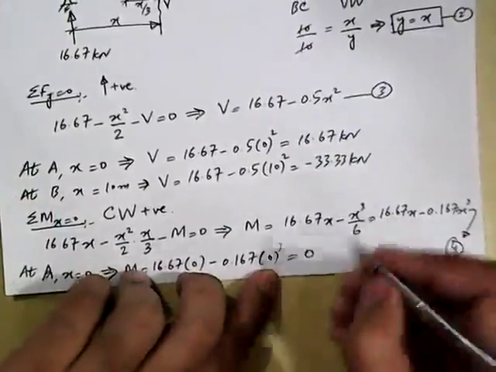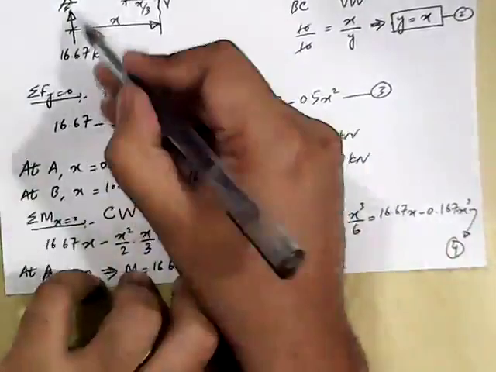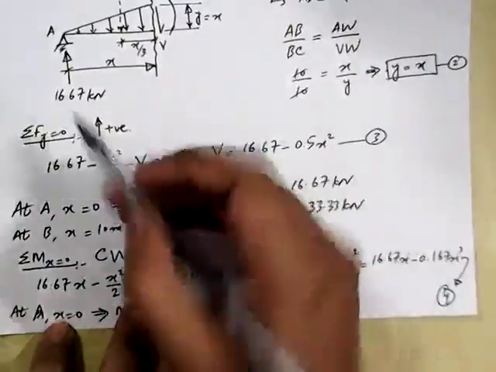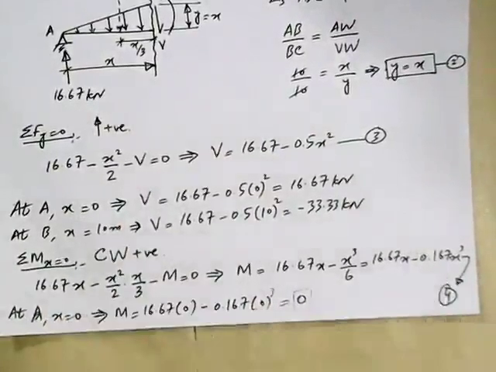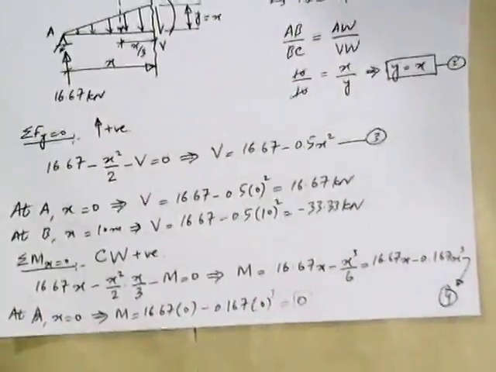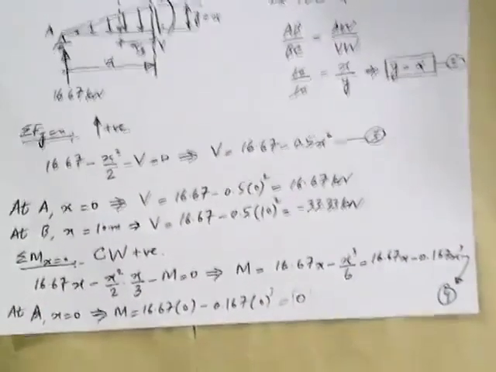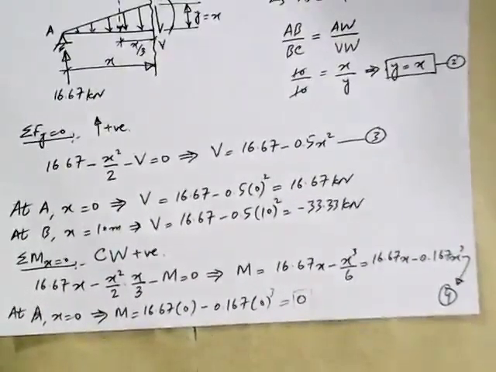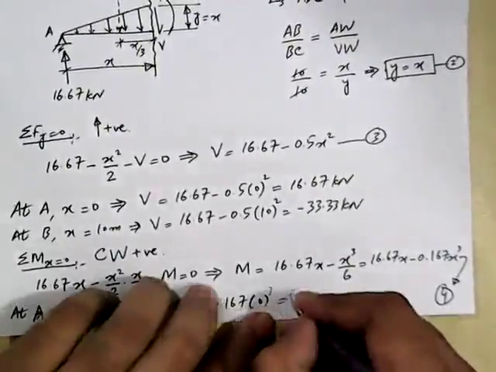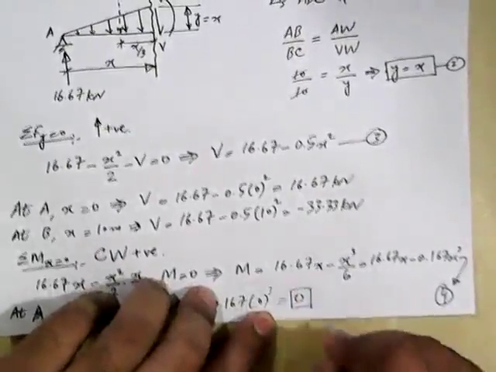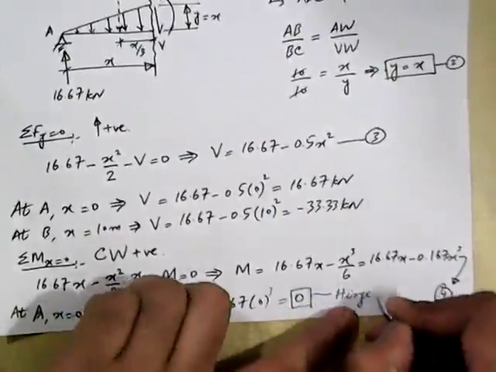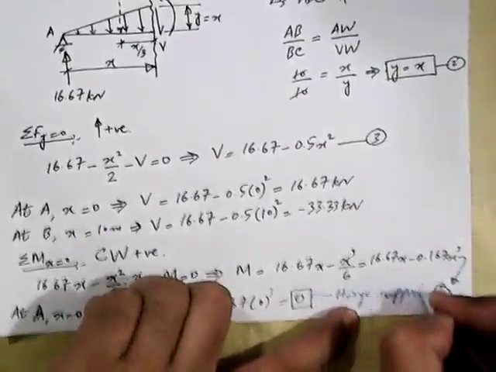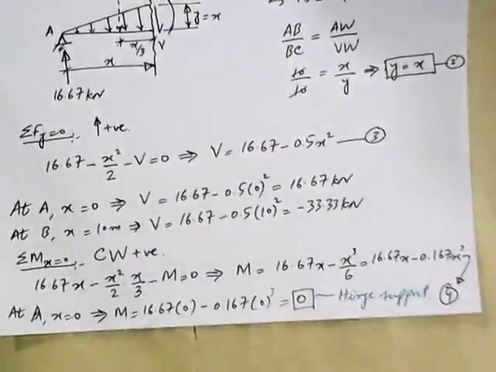And is this 0 logical? What do we have at point A? At point A, we have a hinge support. Okay, let me see, my ballpoint is giving me trouble. All right, let me change my pen. All right, so we have this 0 here, and this is hinge support. So this 0 is logical.